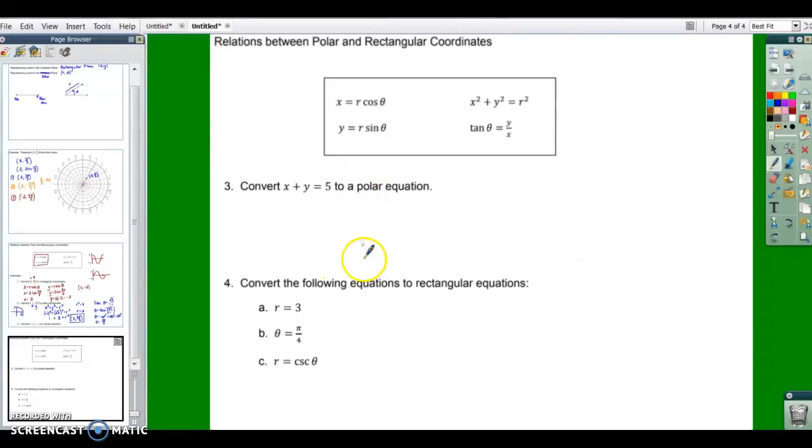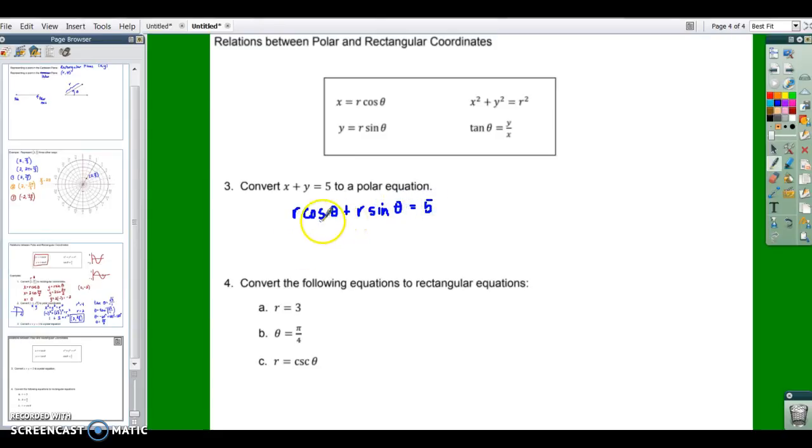For these last two problems, we're going to convert these equations. The first one, we're going to convert it from rectangular form into polar form. So again, what I can do is replace x and y with what they're equal to. So I can write this as r cosine theta plus r sine theta is equal to 5.